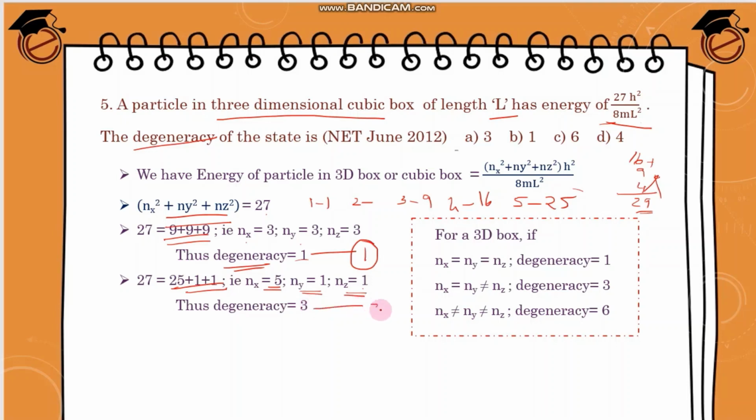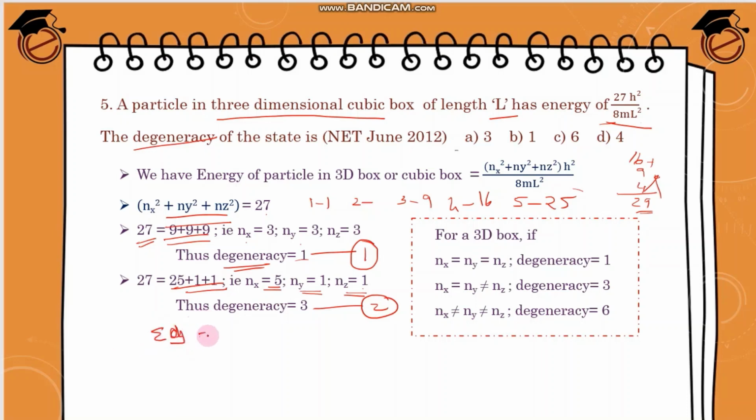This is the second case. In our previous question, we have seen that only one value is there. Here you can see two values are there corresponding to 27. One is 9 plus 9 plus 9, other is 25 plus 1 plus 1. Any other possibilities there? No. So here two kinds of values are there. Corresponding to one we got degeneracy as 1, corresponding to the other we got degeneracy as 3. So in this case we have to take the sum of the degeneracies.